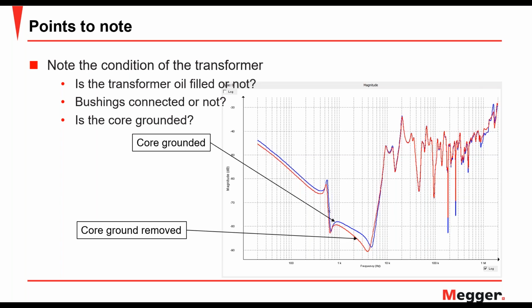If you do that test and you don't ground the core back before proceeding to the SFRA test, then your measurements can be different because of the core now being not grounded. This is an example to show you what kind of differences may result. You have two plots. In one case, the core was grounded. In the other case, the core ground was removed.